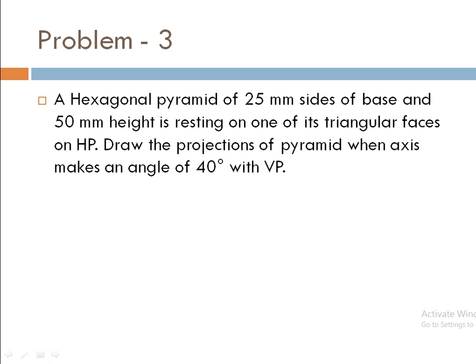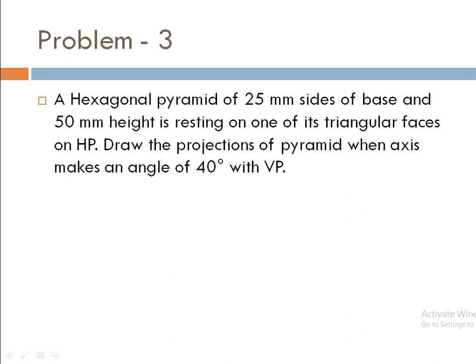A hexagonal pyramid of 25 mm sides of base and 50 mm height is resting on one of its triangular faces on HP. Draw the projections of the pyramid when the axis makes an angle of 40 degrees with VP.